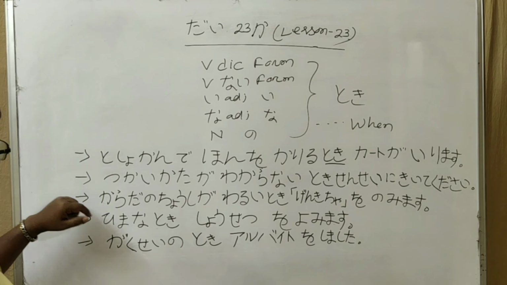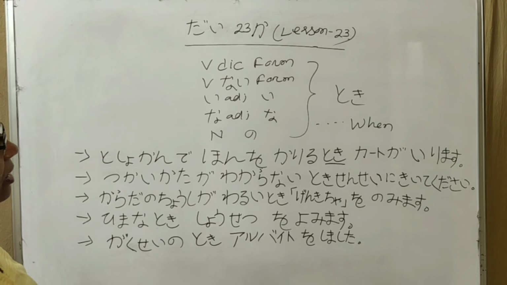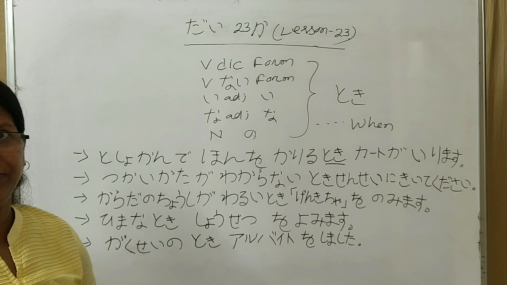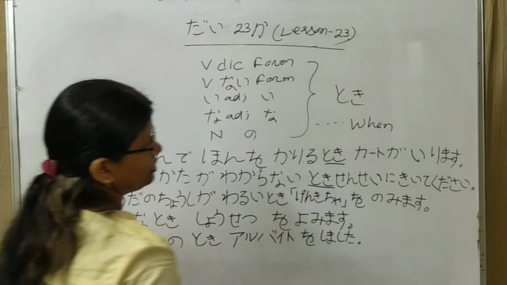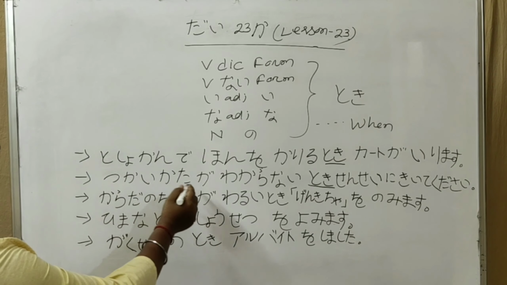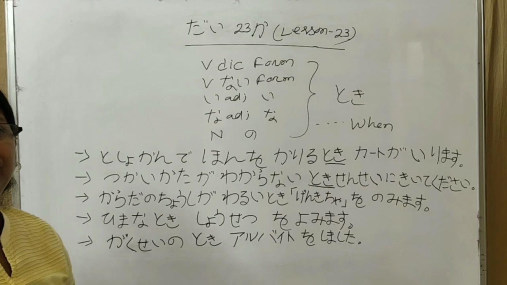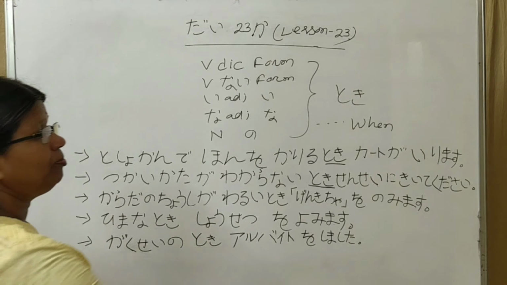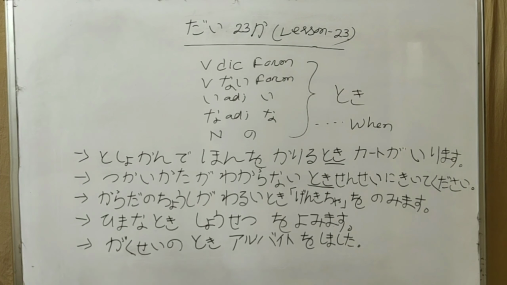Comes to next one. Chukai khata ga wakaranai toki sensei ni kite kudasai. Sensei ni kite kudasai. One sentence. Chukai khata ga wakaranai toki. When you don't understand how to use, please ask the teacher.